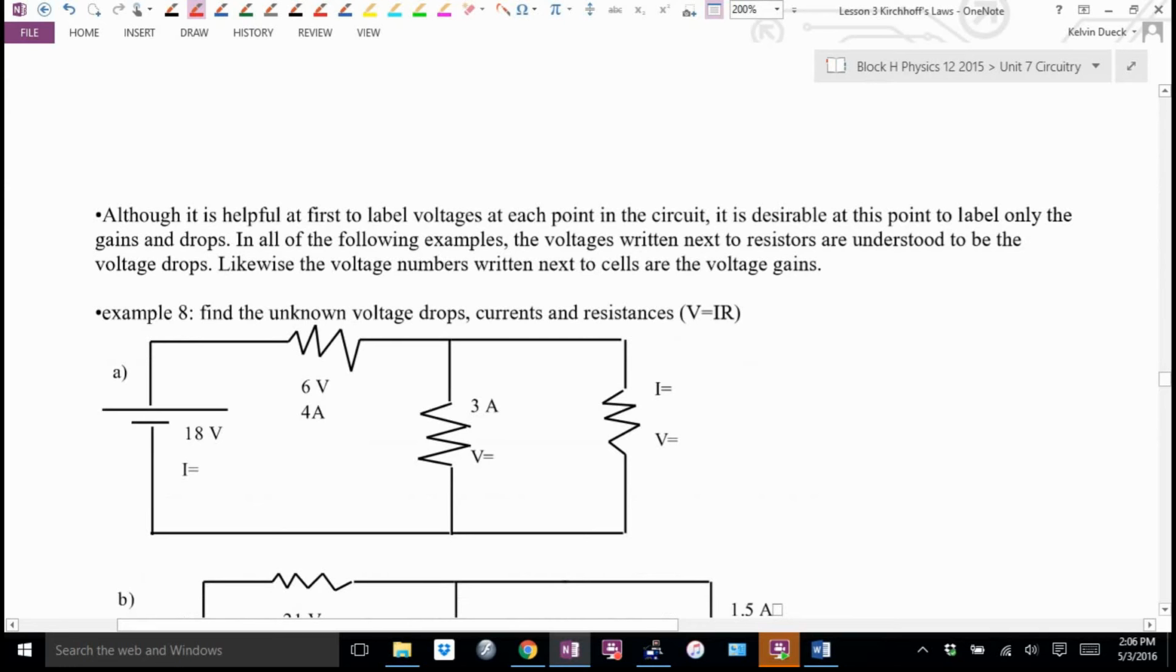Now we're going to get into solving circuits. Although it's helpful at first to label voltages everywhere, we're going to stop doing that. From now on, we're going to label the battery, we're going to label the resistors. Everything else, I say, poof.